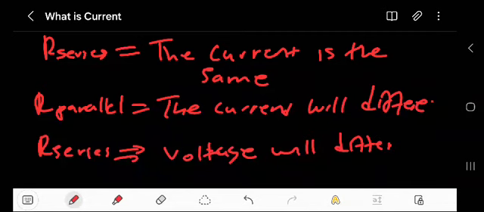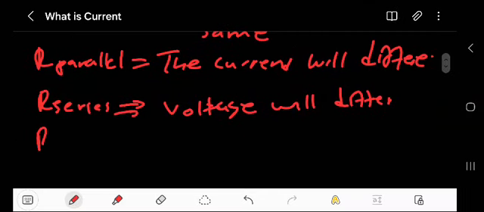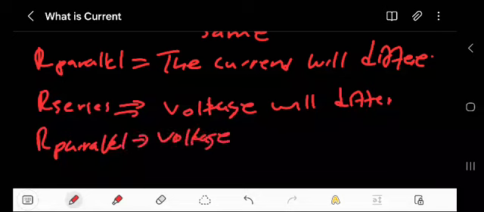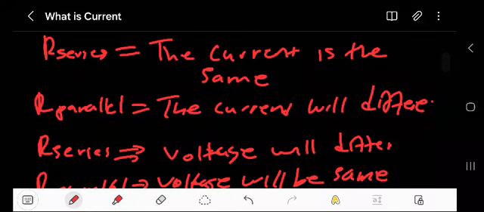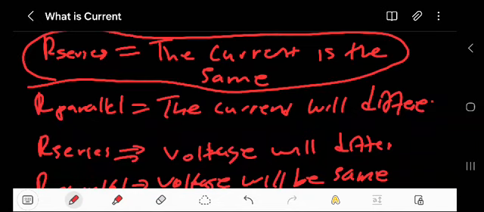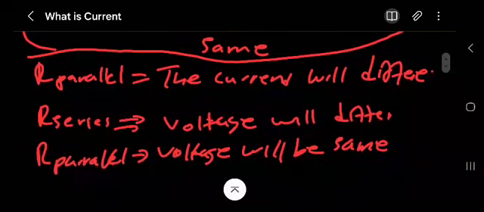But however, when the resistors are placed in parallel, the voltage will be the same. So do not confuse the two. You see, if we're talking about the current, it is the same on the resistors. However, it is the reverse, it is vice versa.